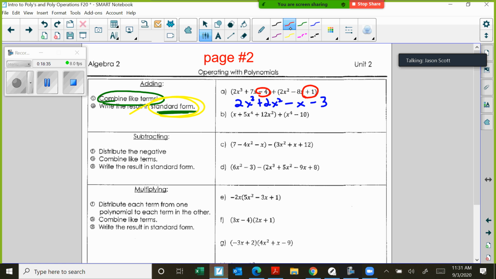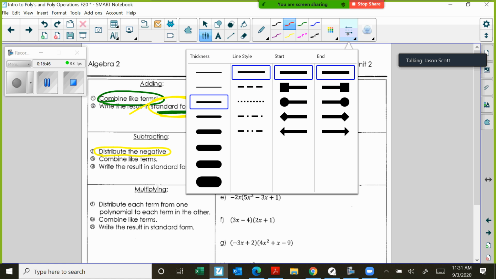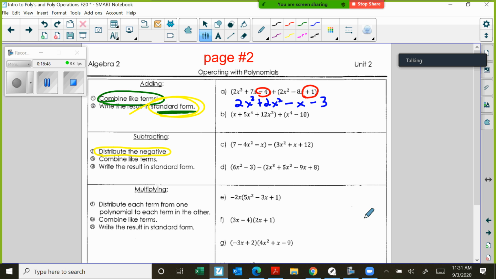All right, with subtraction, just like I told you back in complex numbers, we want to make sure we distribute the negative. And so what that means is you're going to take the negative that's in the middle and give it to everything that's behind it. Don't distribute it forward, only distribute it behind the subtraction sign. And then at that point, you're just adding. This is adding. Okay, that's the same directions that are underneath the adding.